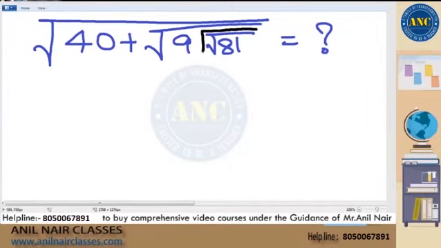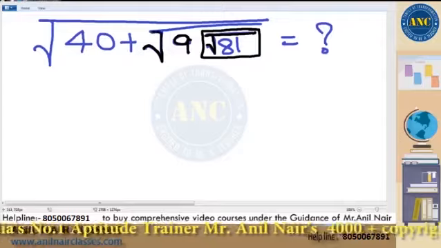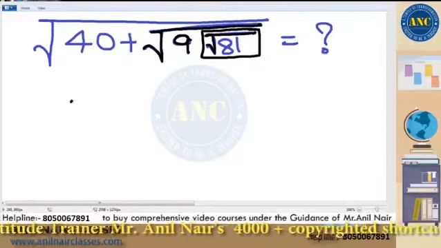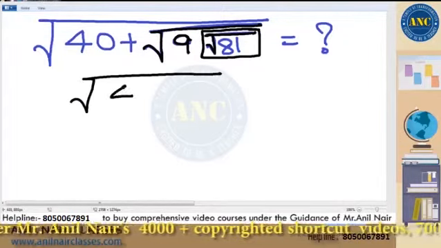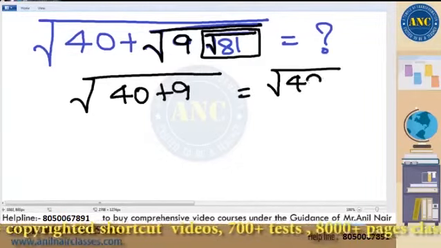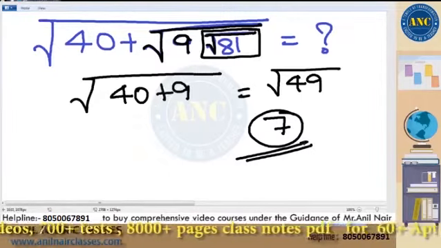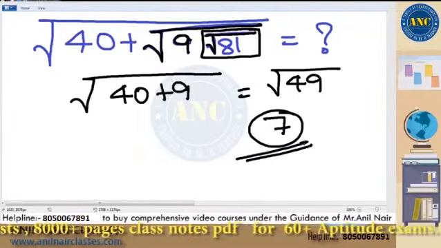If I take from the inner, square root of 81 is 9. So this becomes 9 into this term in the box, which is also 9. 9 into 9 again is 81. This square root of 81 is again 9. So you will be left with square root of 40 plus 9, square root of 49, which is 7.